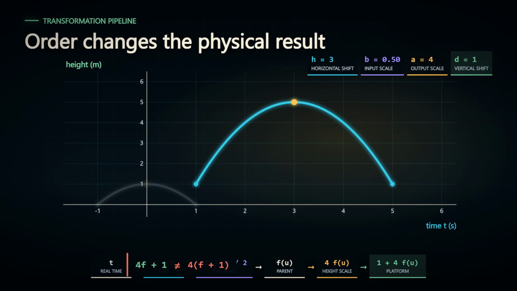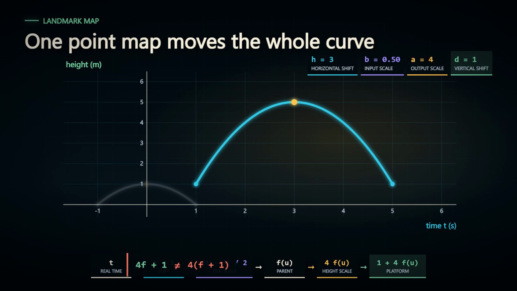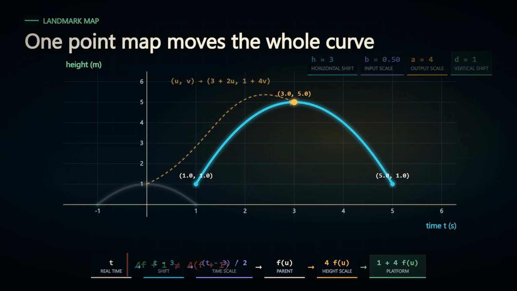We can transform any landmark directly. If (u, v) lies on the parent graph, then the new point is (3 plus 2u, 1 plus 4v). Horizontal coordinates stretch and shift, vertical coordinates scale and shift. The parent vertex (0, 1) therefore maps to (3, 5).